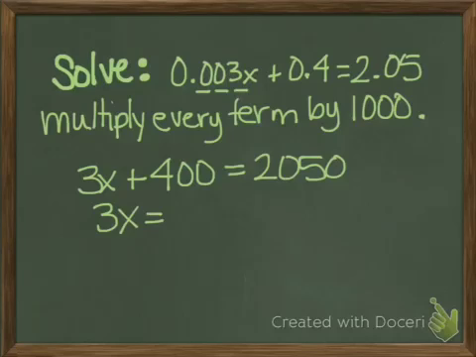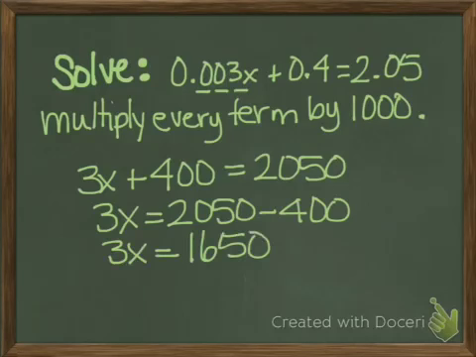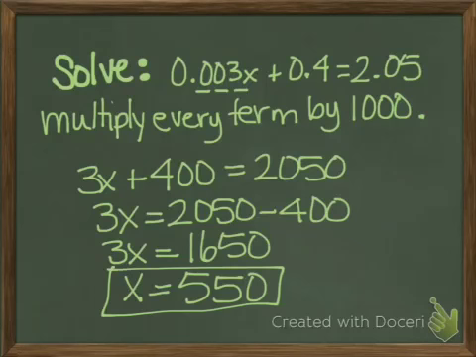We just subtract 400 from both sides, and then we get 3x is equal to 1650, so x is equal to 550.